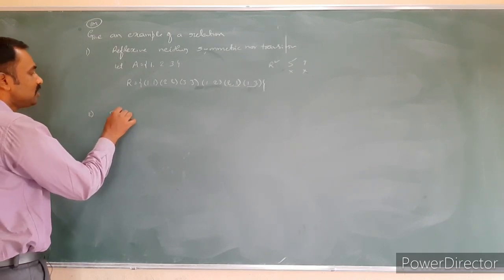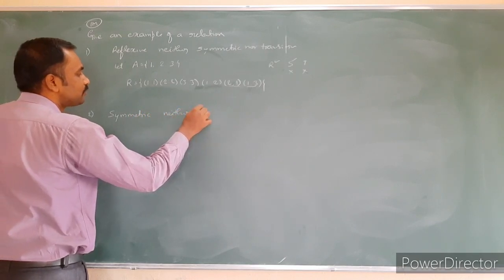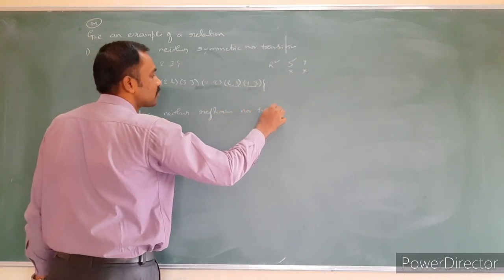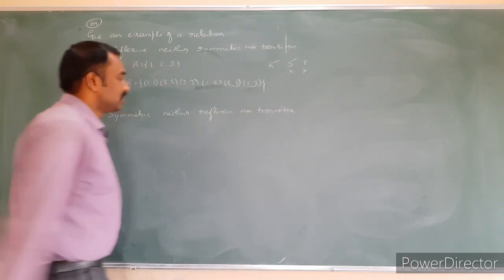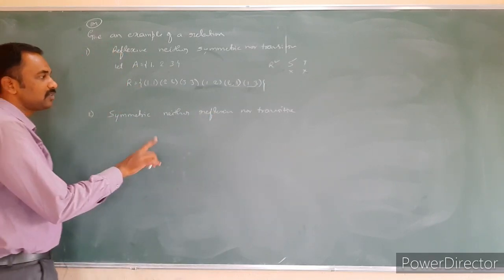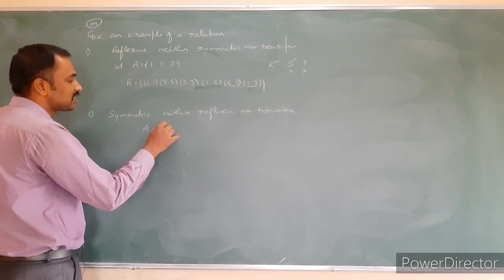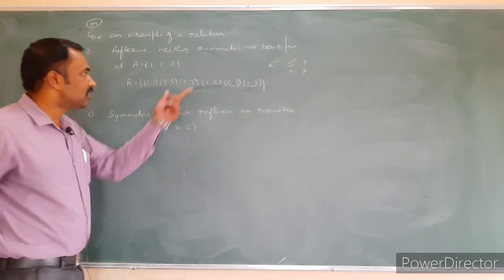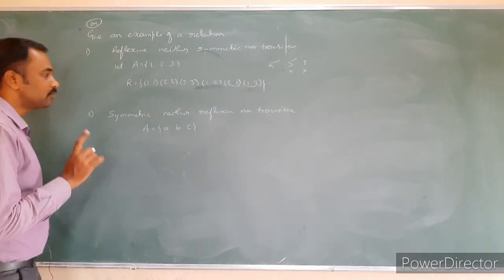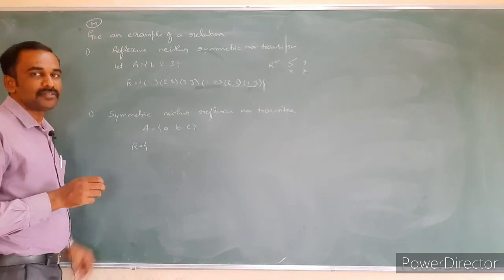Similarly, next example: symmetric, but neither reflexive nor transitive. It should be symmetric, and it should not be reflexive, and it should not be transitive. The set is very important. Without writing the set, if you write the ordered pairs or a relation, that will carry 0 marks, because the particular set is very important. You compulsorily write the set. Then I need to write the required relation. It should be symmetric.